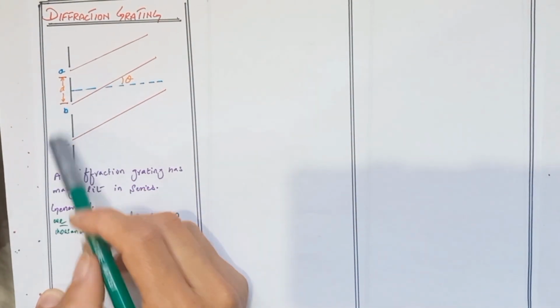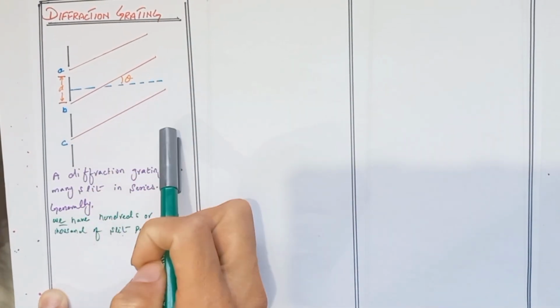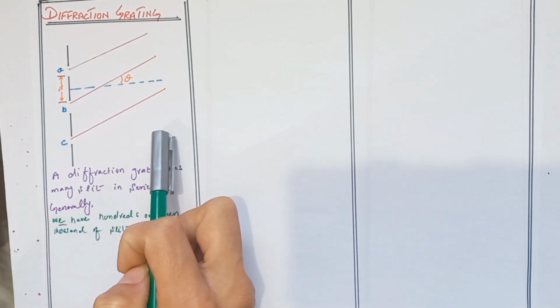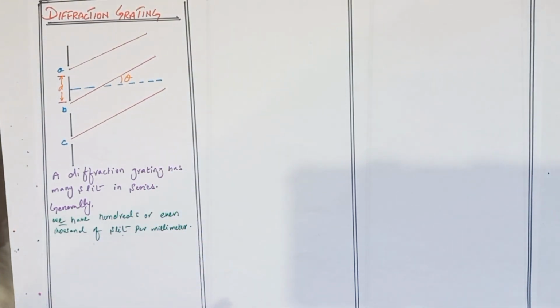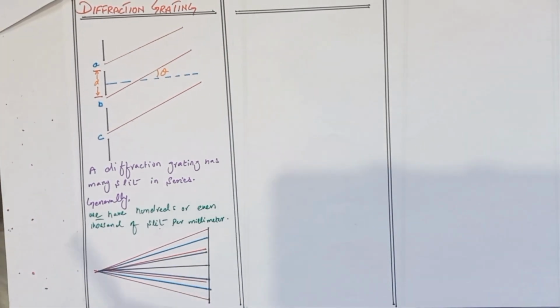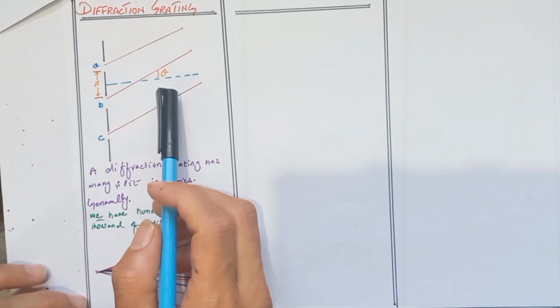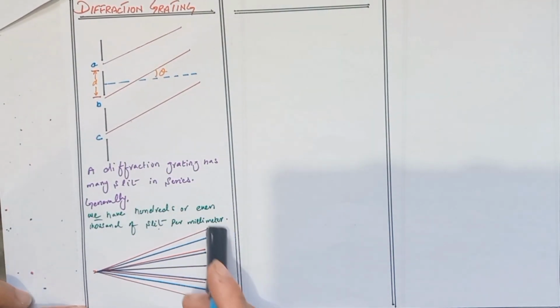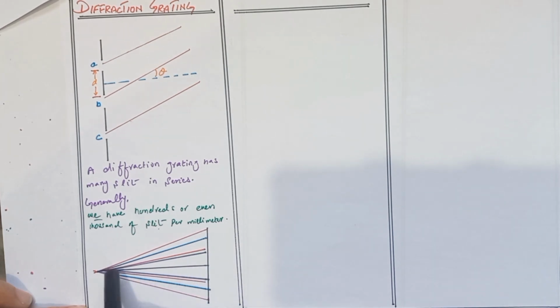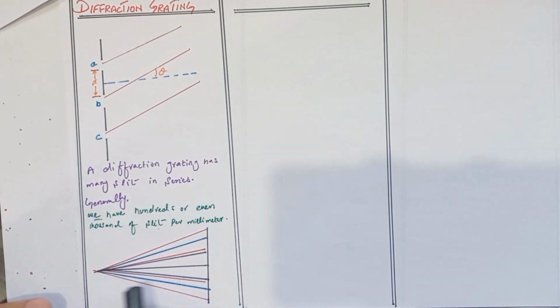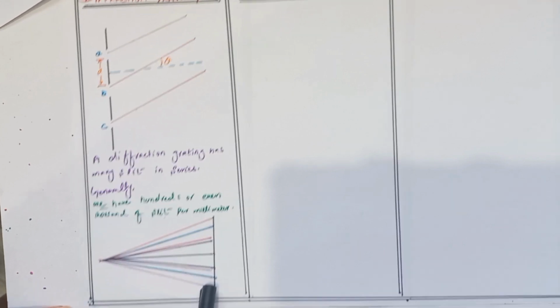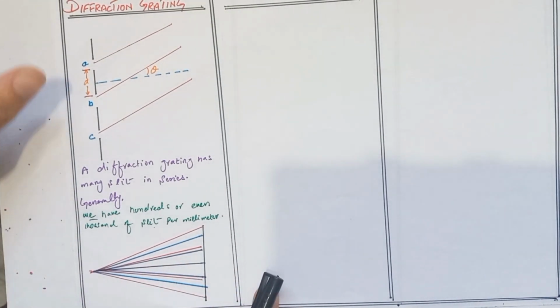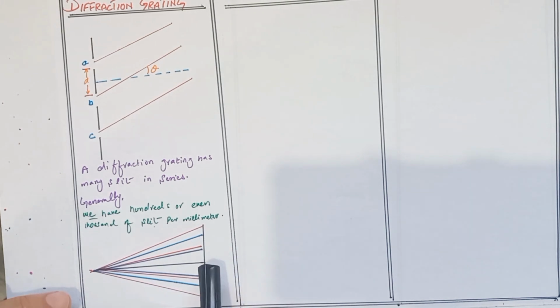When we observe the light that passes through these slits, a pattern of light is formed. Here we draw the diffraction pattern. This diffraction pattern has many bright points of light. We call these bright points of light the orders of the diffraction pattern.